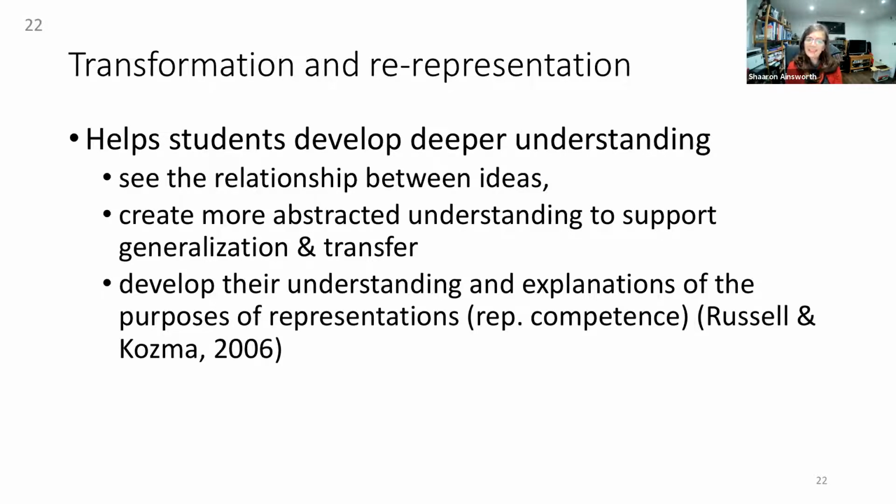professional practice is so bound up with understanding and explanations of the purposes of representation that we call this representational competence, that by drawing and redrawing and re-representing, we come to understand not just the representations, but the whole purpose of representation in our field.